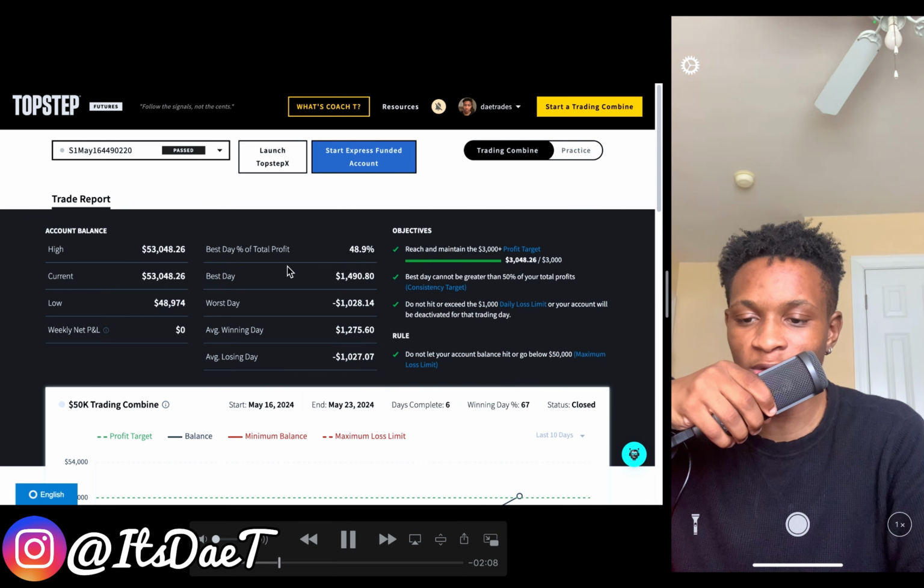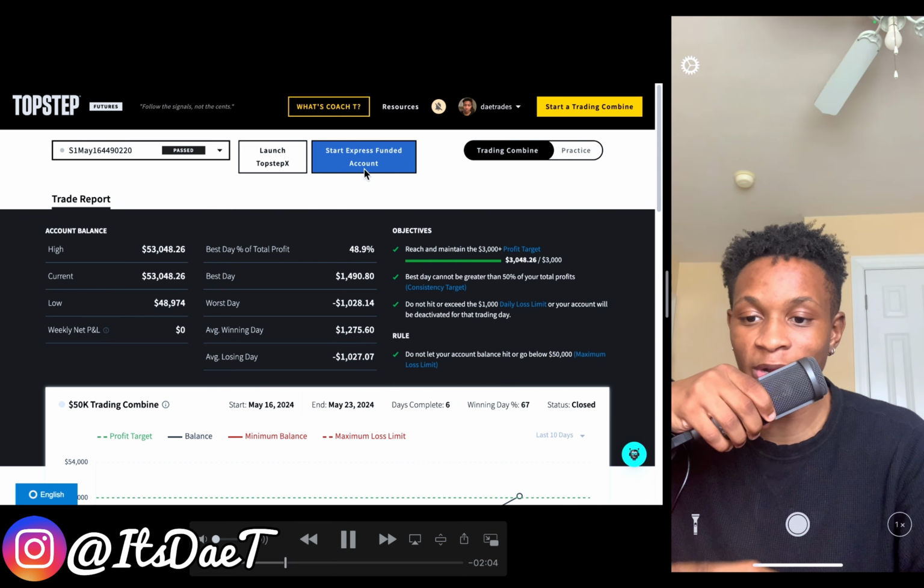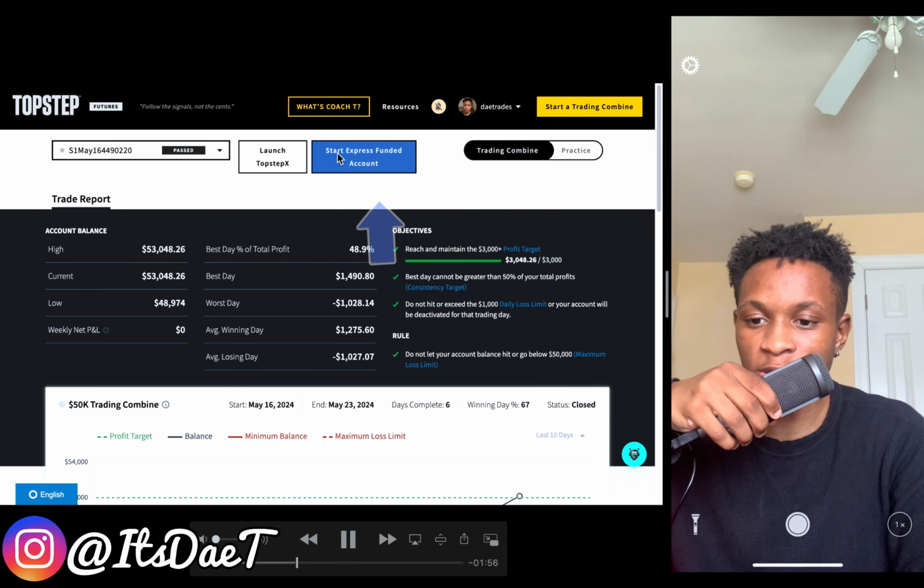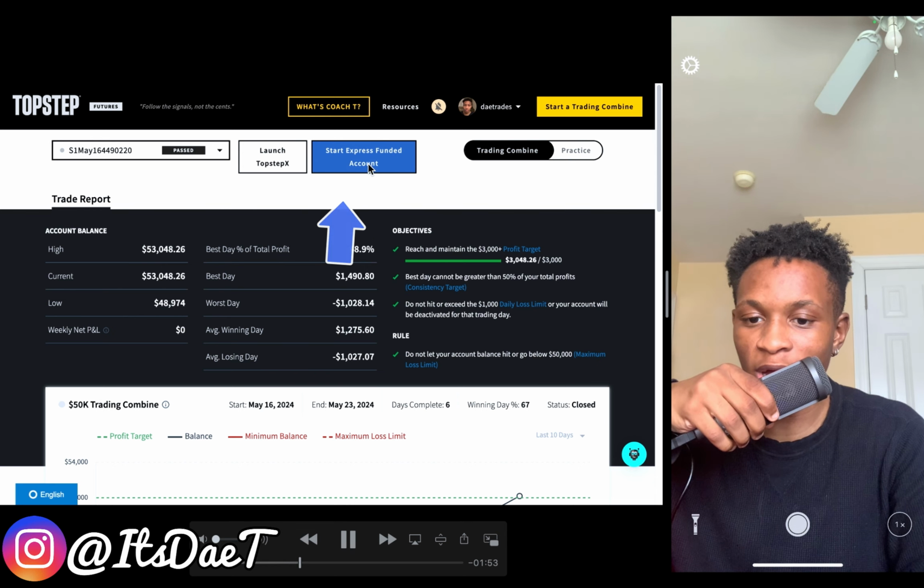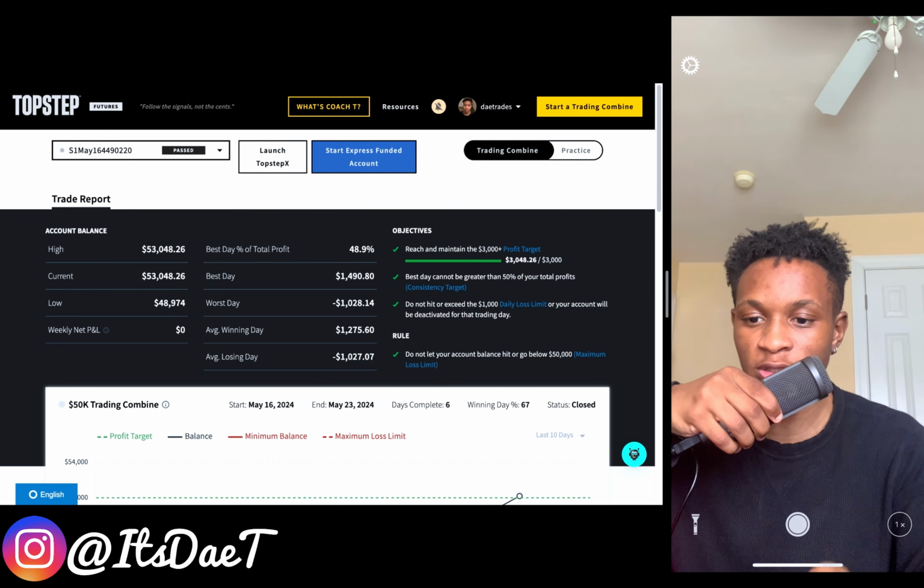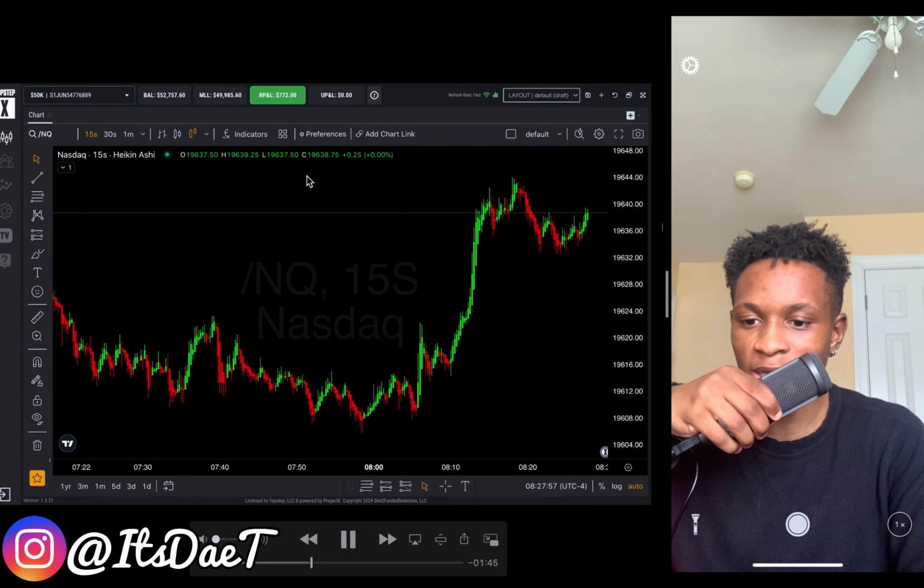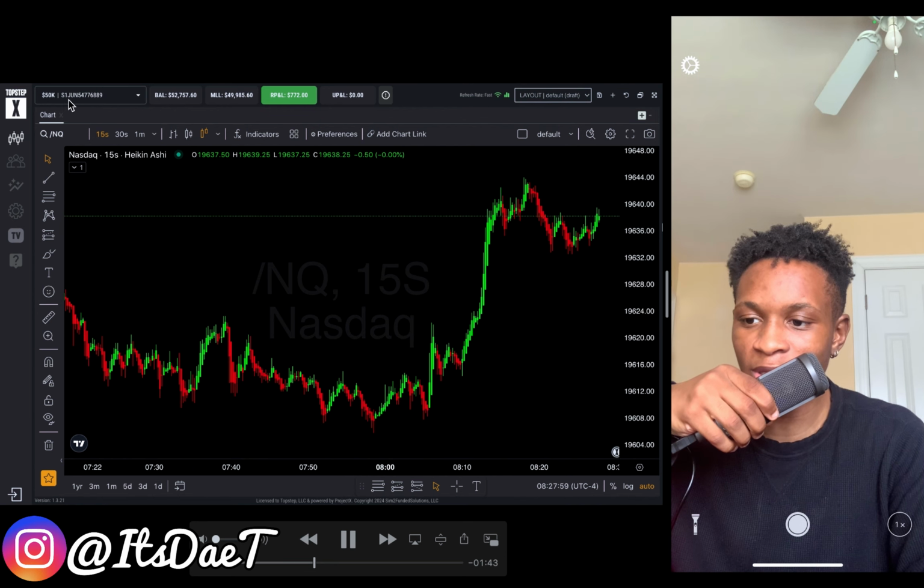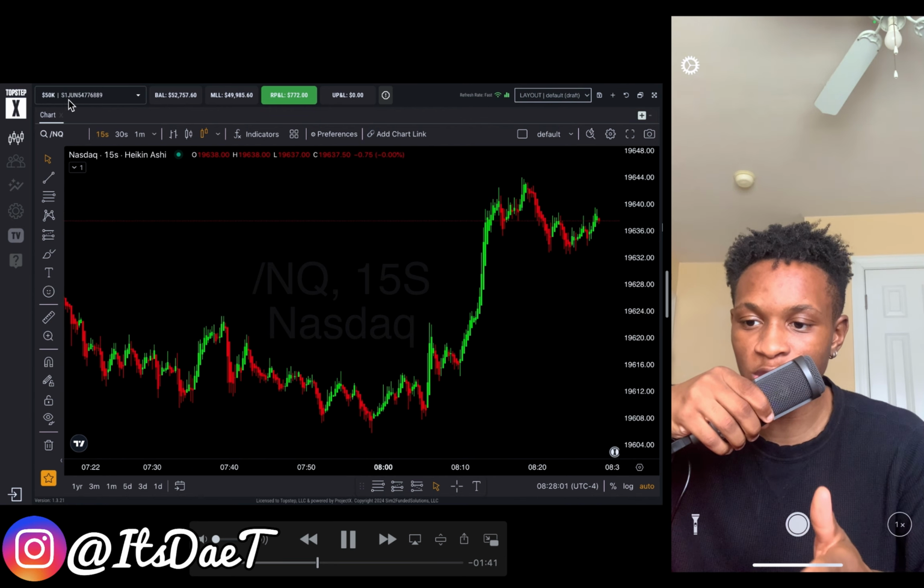Right now, what you see on the screen is my Topstep 50K account that I passed but haven't activated yet. You can clearly see the start express funded account button right here. I haven't started it yet. Like I said, I've just been trying to grow capital, trying to pass challenges, and trying to have them to the side. There's an account that I didn't pass, and then this is the account that I currently just need one trade to pass on.